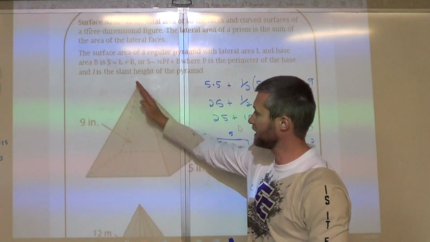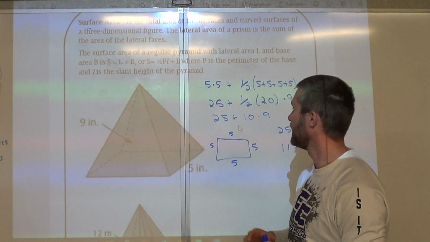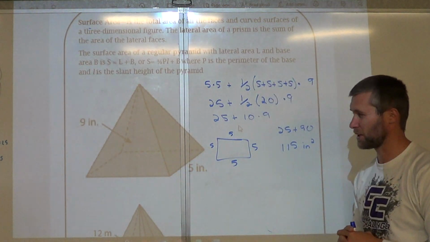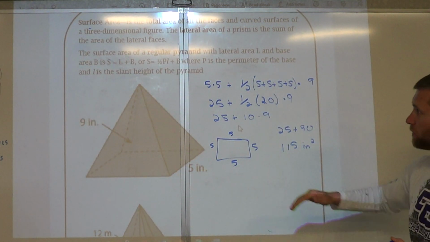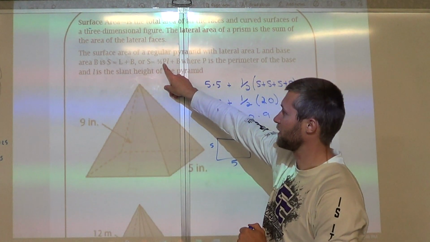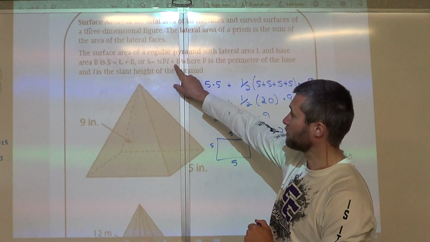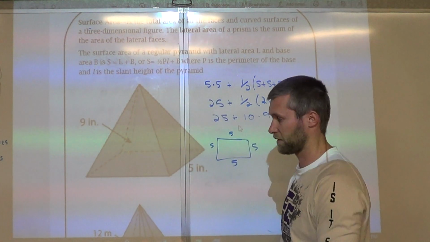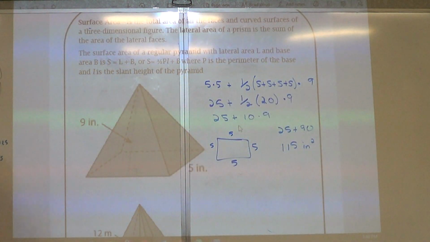The biggest thing is to understand we need the slant height as we go through it. Perimeter is something a lot of students forget. You can write it here where P stands for perimeter, so it's 1/2 the perimeter times the slant height plus the area of your base, whatever shape that may be. So we'll go to the next one.